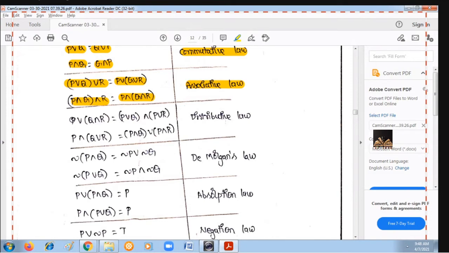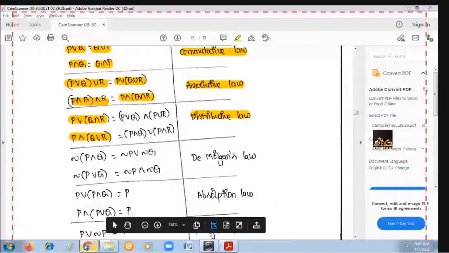Therefore, I can use it. Here we have conjunction. So I have to use the distributive law. So distributive law is I am distributing this conjunction. Right? Then you can write this as P or Q and P or R. Clear? Similarly, P and Q or R can be written as P and Q or P and R. These two are known as distributive laws. Next one is De Morgan's law.